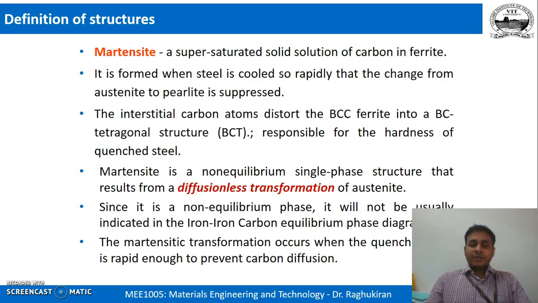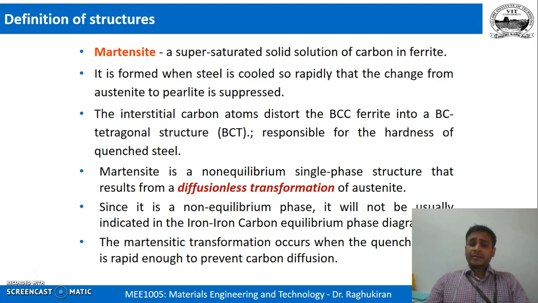So I am just repeating, summarizing: martensite is a metastable phase. It forms if you don't give time for the austenite to cool down slowly. Rather you are cooling it fast without giving any time for the carbon to diffuse out, so that you end up with martensite, which is called a diffusionless transformation, okay.